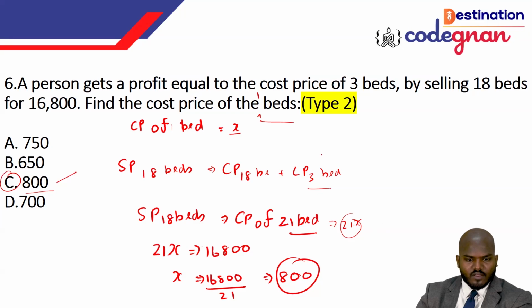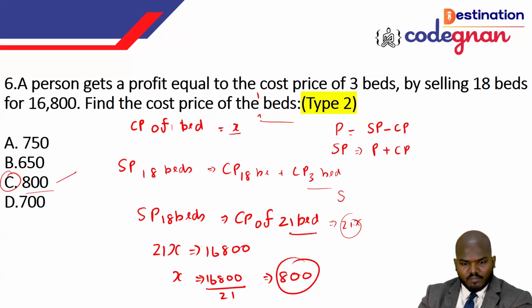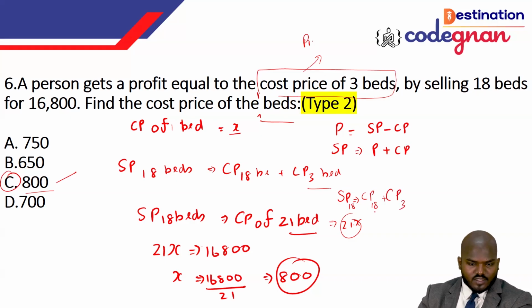We have a very famous formula: profit is equal to what? Selling price minus cost price. So now selling price can be written as profit plus cost price. So the selling price of 18 beds is equal to the cost price of 18 beds plus profit, which is the cost price of 3 beds. You're getting only that as profit, so I'm adding the cost price of 3 beds as well.